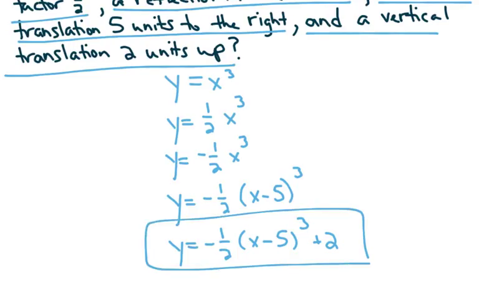So this would be the translation of x cubed that's been reflected over the x-axis. It has a vertical compression of 1/2. It moved 5 units to the right and 2 units up.